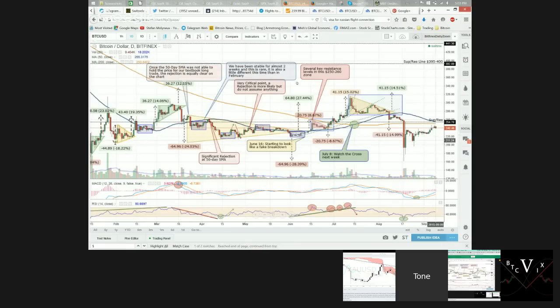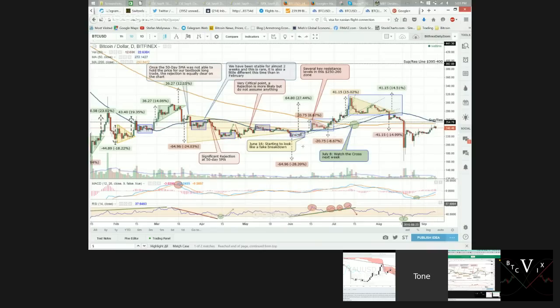It was a monster support as well, and when it cracked, yes, granted this was all Bitfinex, but once 255 gave way, the entire bottom dropped out. So I'm looking at the same zone as being very critical resistance, and I have my doubts whether it can crack it. So I'm not really touching Bitcoin.